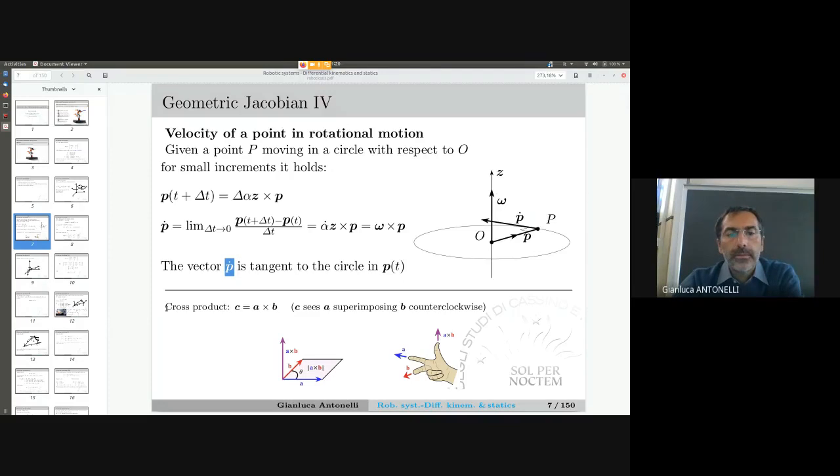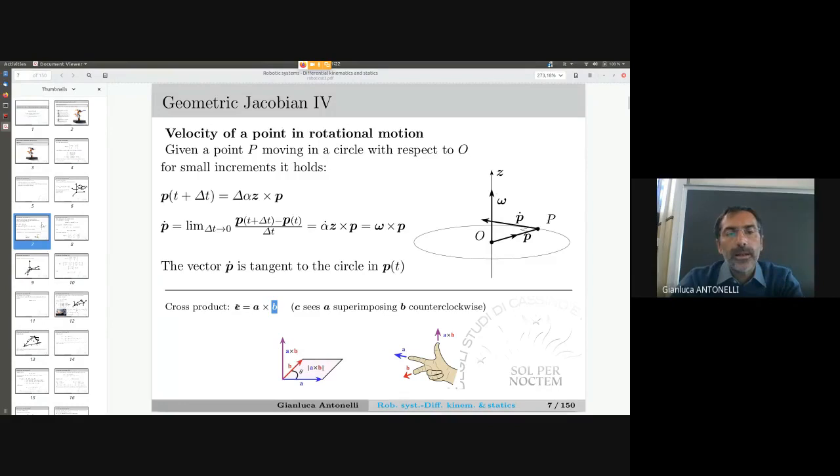If I don't remember the cross product, this is just a reminder of the cross product. You can memorize the resulting direction of the vector in different ways. You can use the right hand rule, where you have the first times the second equal the result. And then you can memorize that the result sees the first superimposing the second in a counterclockwise way. Okay, you can have your own mnemonic rule as you want in order to memorize. I mean, you can also do it with the left hand because x, y, and z is the same. So A is x, B is y, and C is z. And this is the truth.